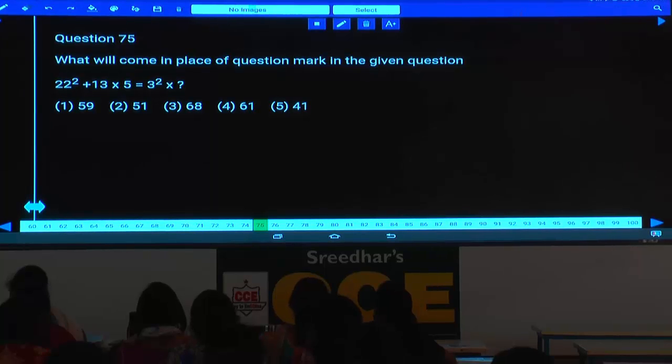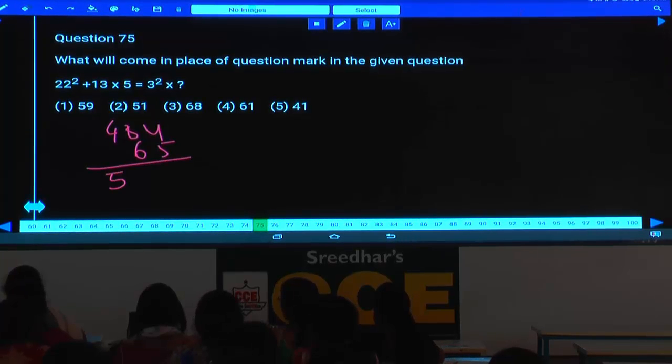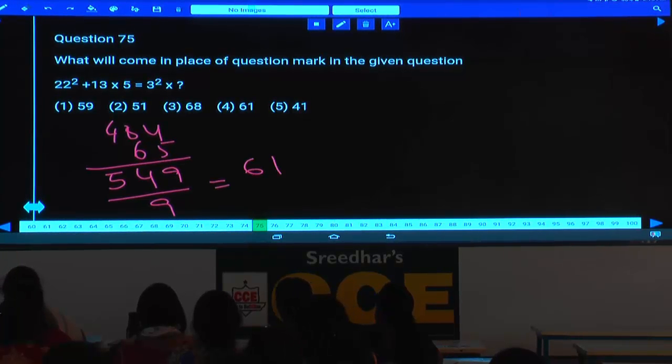22 square, and 13 5 times is 65, which is... 549 divided by 9. That is 61.